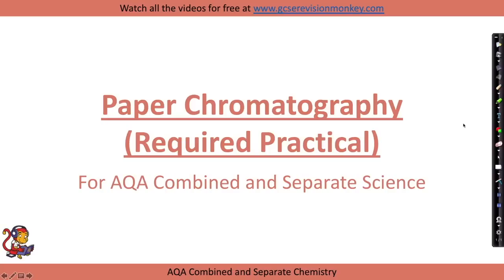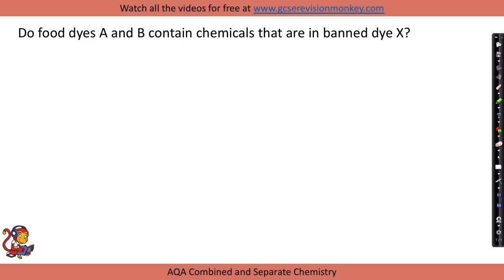Paper chromatography required practical. We use paper chromatography to separate coloured substances. So in this practical, you may be asked a question similar to the one above that says, do food dyes A and B contain chemicals that are in band dye X? So in this practical, we're going to separate 3 dyes, A, B, and another one called X, and we're going to compare the patterns at the end of the practical. In your exam, they might not talk about food dyes, they might be talking about inks or another random coloured substance, but the process is exactly the same.